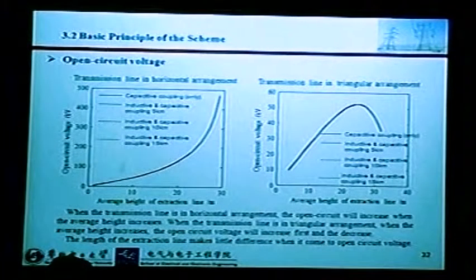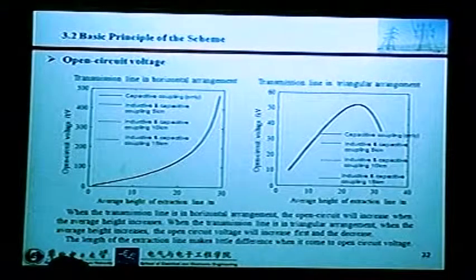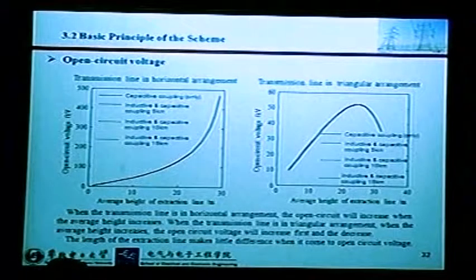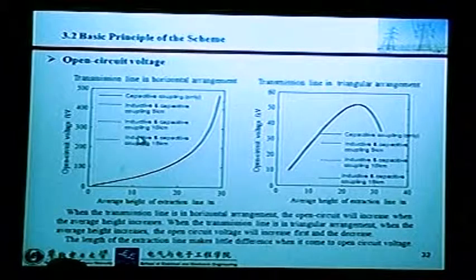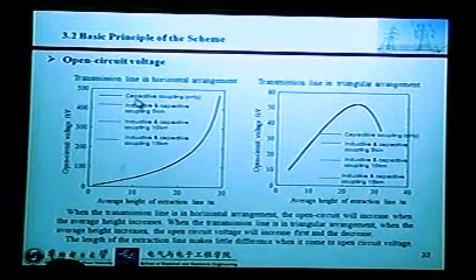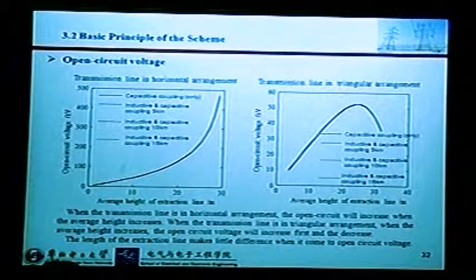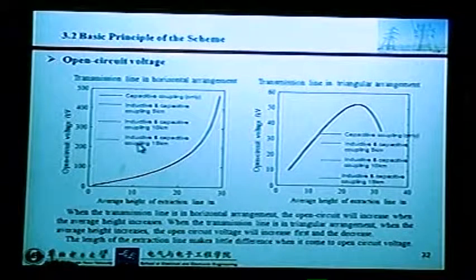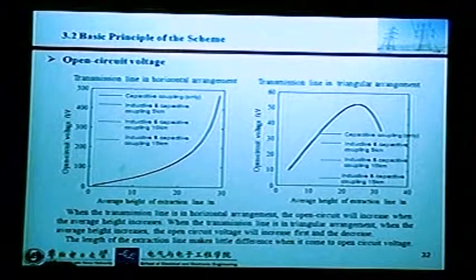For the open circuit voltage, these two figures give the results for horizontal arrangement and triangular arrangement. The four curves are almost the same. One is with only capacitive coupling considered, and the last three are with both inductive and capacitive coupling considered.